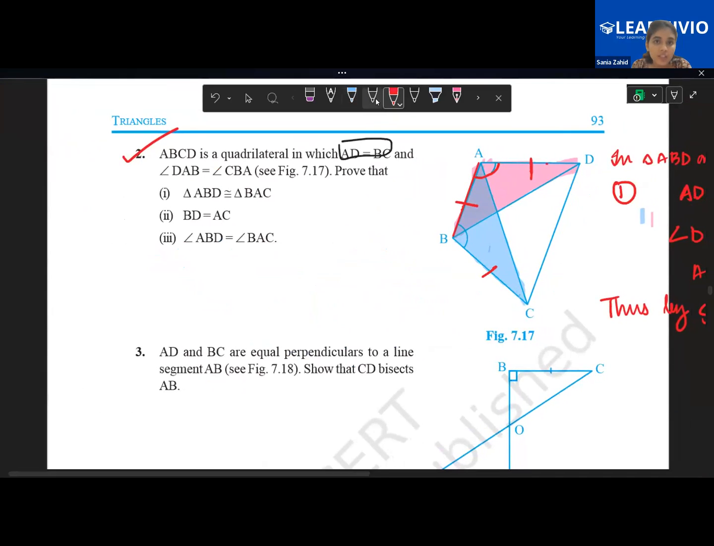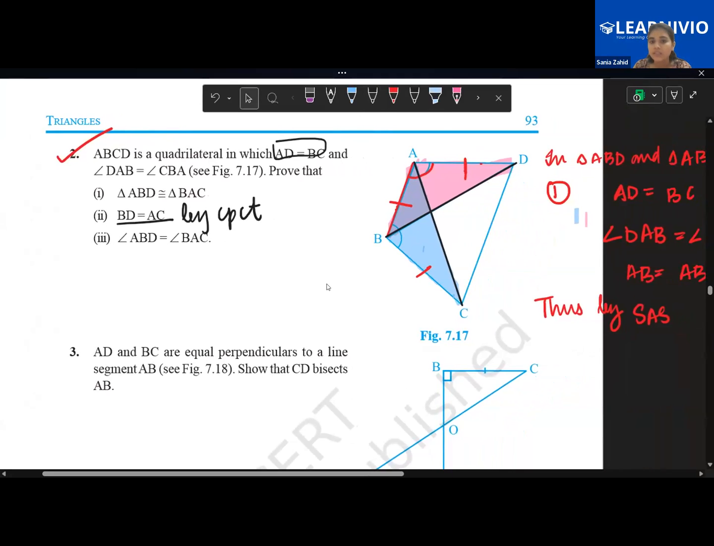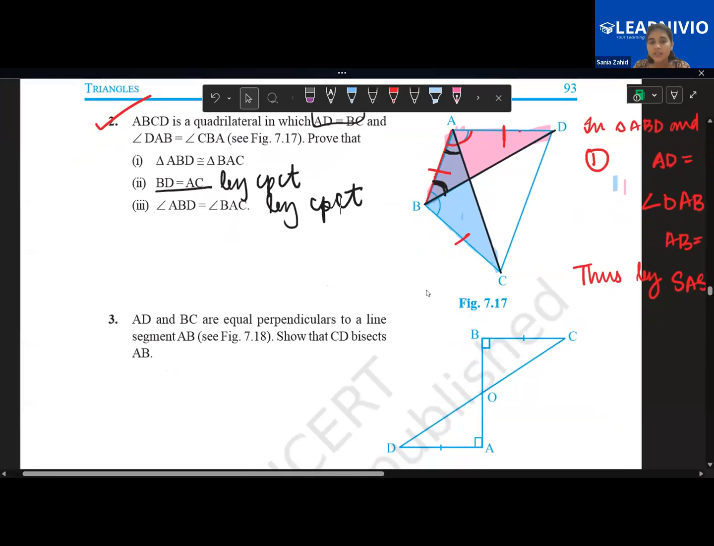Then the next part says also prove that BD is equal to AC. So where is BD? This line is equal to the AC line. These black lines are equal to each other. So, children, we can directly say they are equal by CPCT. What is the full form of CPCT? Corresponding parts of congruent triangles. Then you also have to prove that angle ABD is equal to angle BAC. They are telling you that this angle is equal to BAC. Again, you can say by CPCT only, because this upper part is lying in the blue color triangle and this one is lying in the pink color triangle. So again by CPCT. Then the third one. Any doubt in the second one?